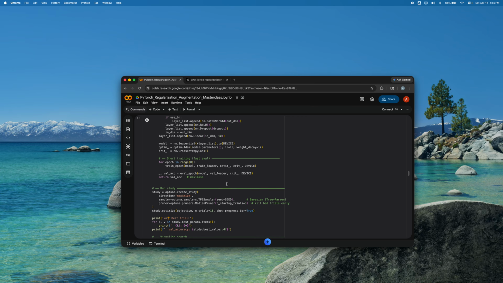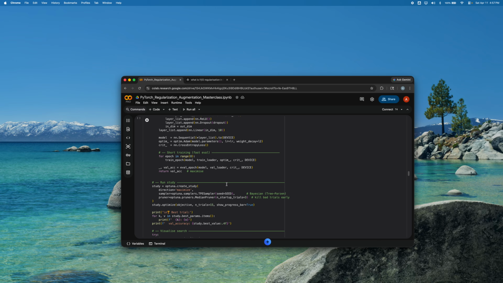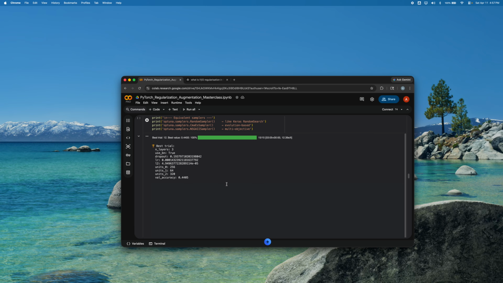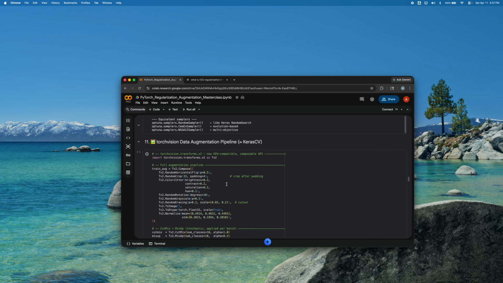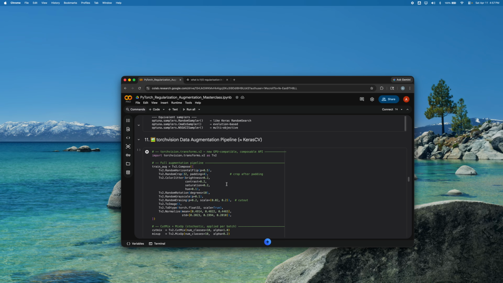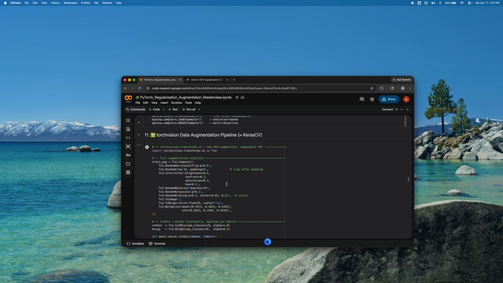So the median pruner kills trials early if they are performing below the median of previous trials. So it saves time. Then we have torchvision data augmentation. This section builds a comprehensive image augmentation pipeline using torchvision's newer transforms.v2 API. This one.